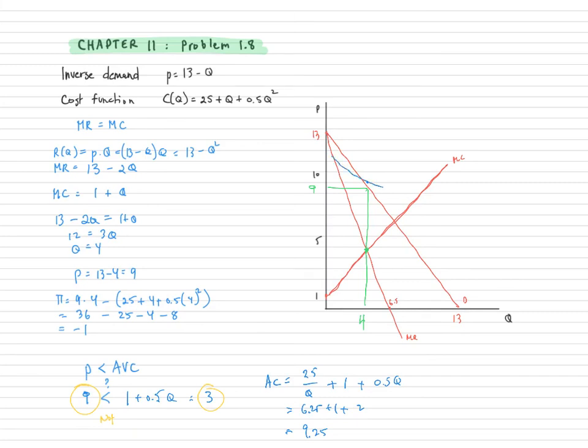So if the average cost curve had its normal shape, average cost is going to look something like this. And if I had to shade in my profit, it will be negative because the average cost is greater than my price. It's going to be negative profit because the average cost is 9.25, which is greater than the price of 9. All right, so that takes care of this problem. Thank you.